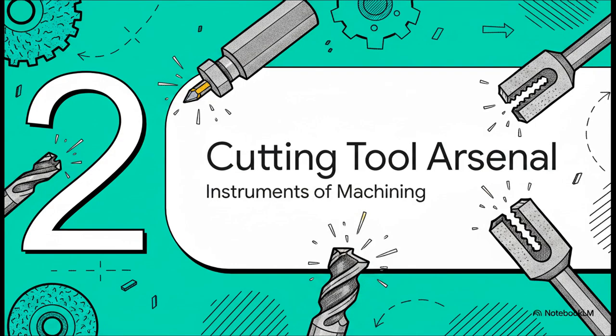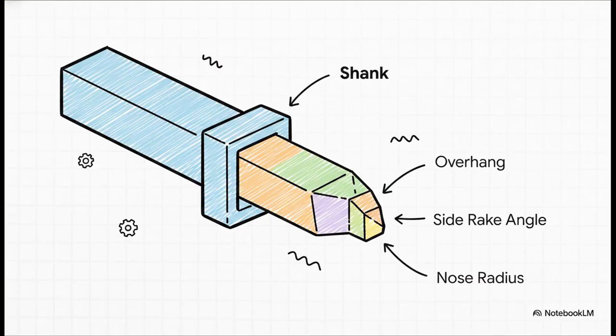Moving right along to part 2, the cutting tool arsenal. Let's look at the actual instruments doing the heavy lifting. Let's break down the anatomy of a single-point tool. This is a cutting tool that just has one cutting edge at the end, which is super common for operations like turning on a lathe.